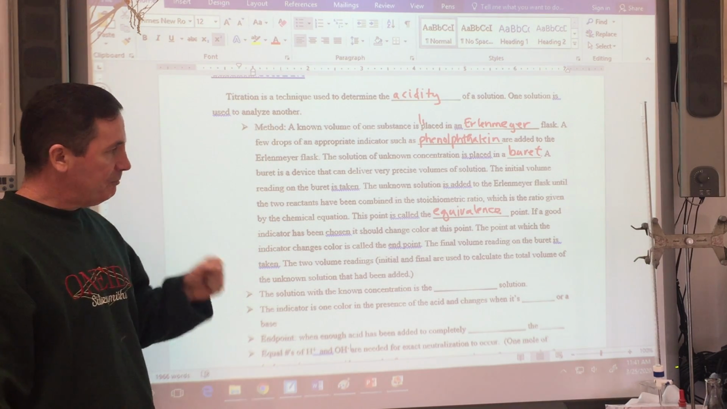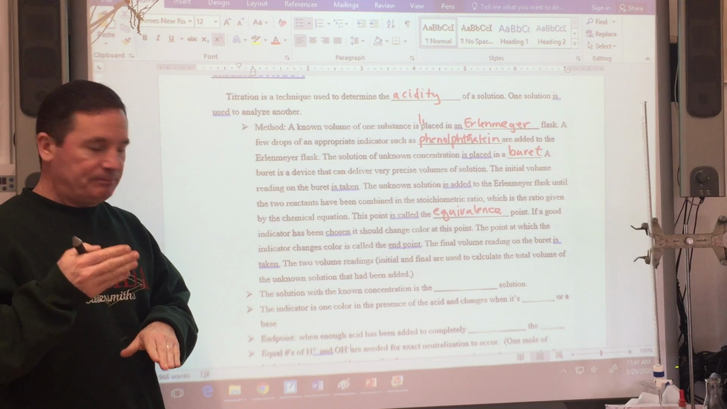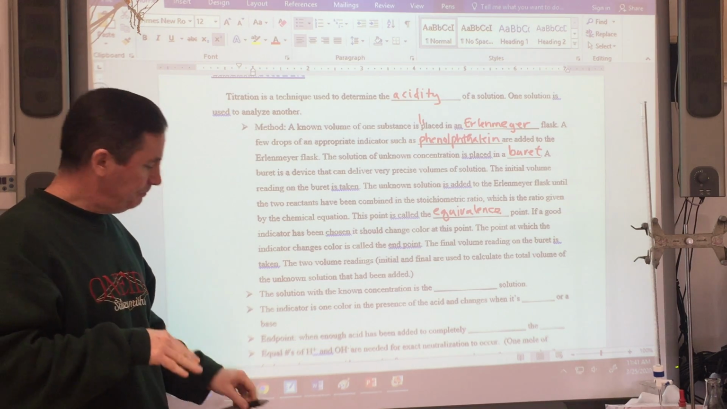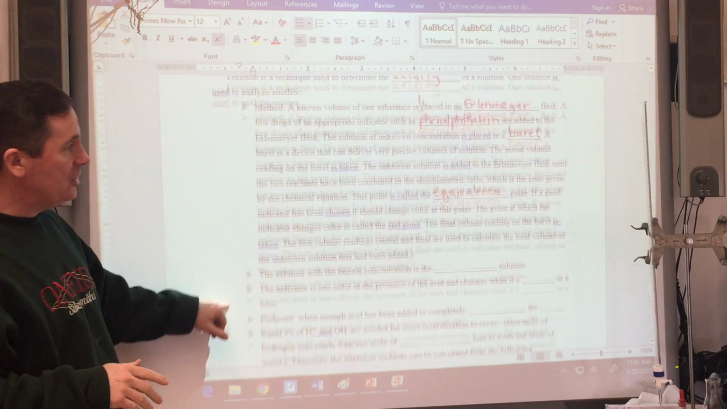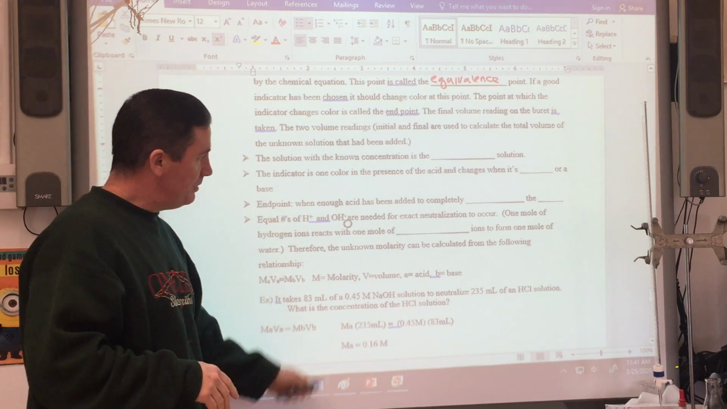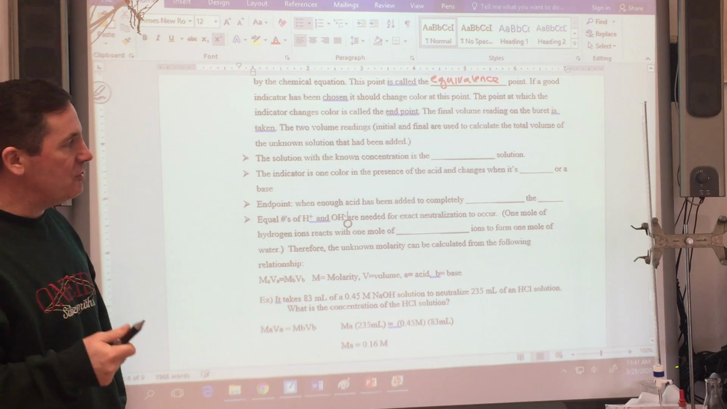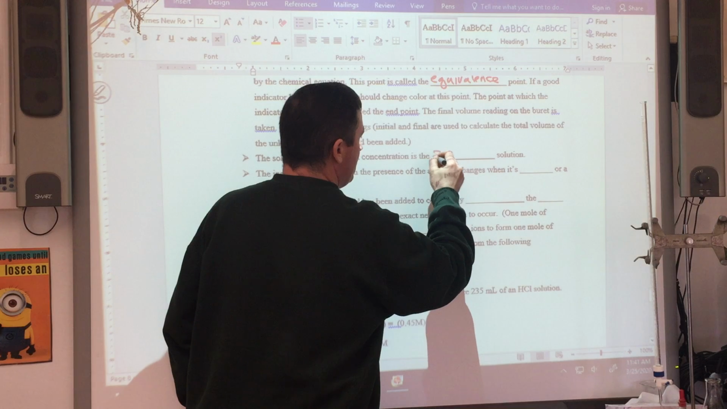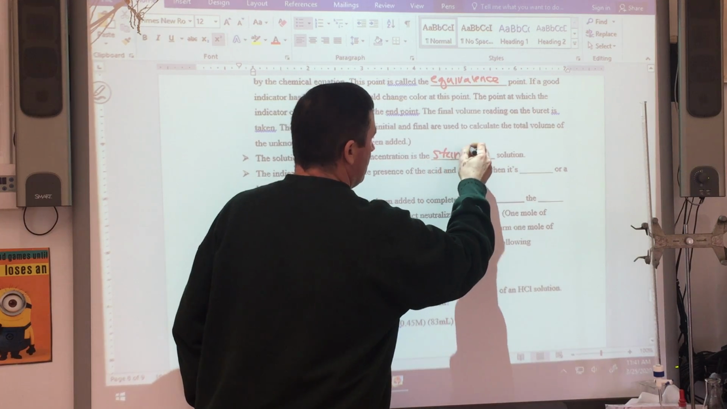Okay? Then I find the final volume, how much either acid or base I've added, and then I just punch it into an equation. It's pretty straightforward. The solution with the known concentration is called the standard solution.